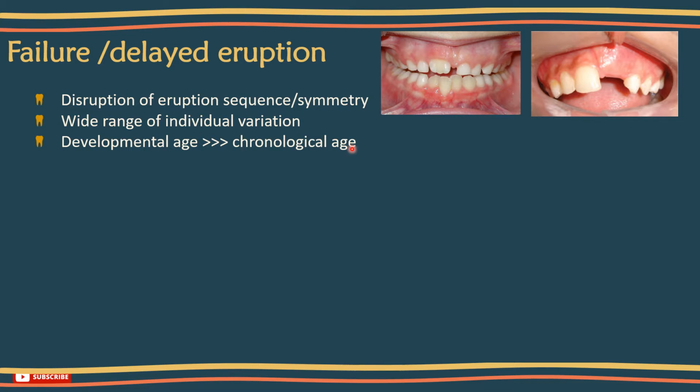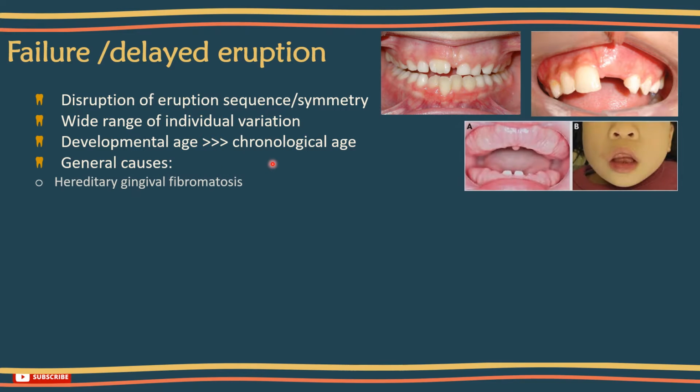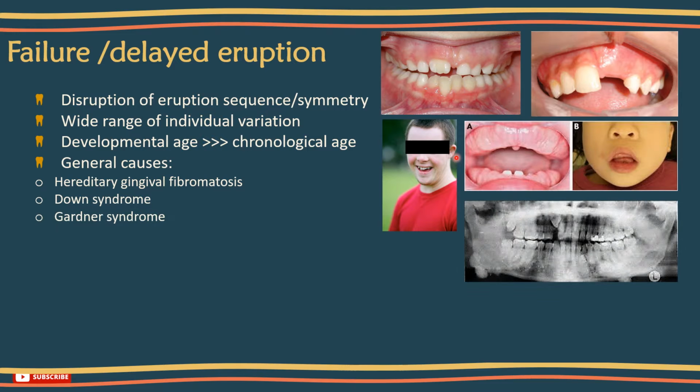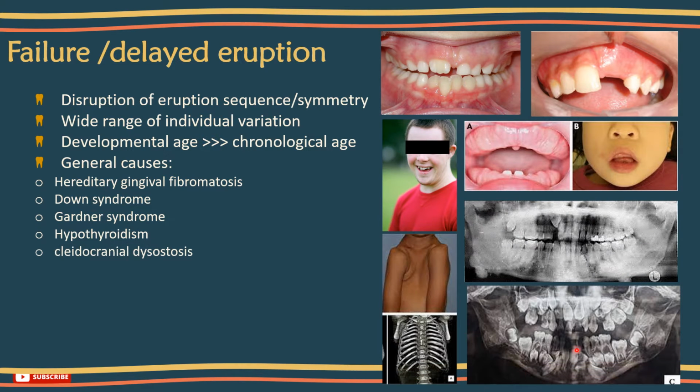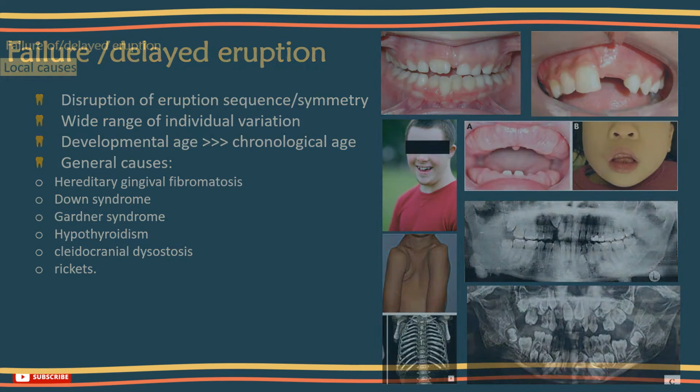There are general and local causes that can lead to that problem. General causes like hereditary gingival fibromatosis, Down syndrome, Gardner syndrome, hypothyroidism, cleidocranial dysostosis, and rickets. Now to the local factors that can lead to delayed eruption.